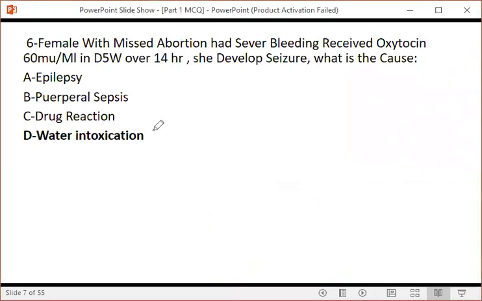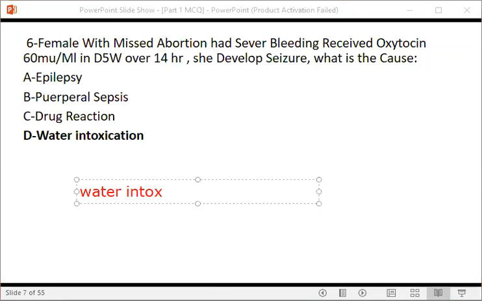Female with missed abortion had severe bleeding, received oxytocin at 60 milli-unit per mL in D5W over 14 hours. She developed seizure. What is the cause? Oh, horrible. Here, guys, you need to know what we call it. It's the one that may come in the exams, which is water intoxication. When does it happen? It usually happens when the rate is more than 30 to 40 milli-units per minute. Whenever the rate reaches 30 to 40 milli-units per minute, you expect to have water intoxication.